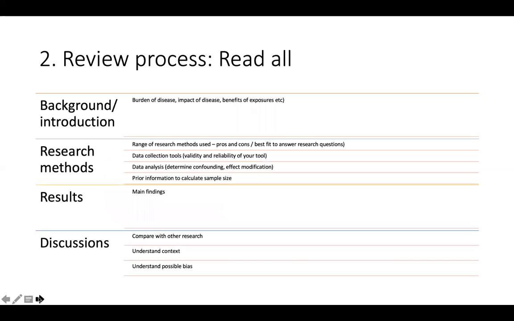So when you critically read the literature or your article, read everything, I would say. Read all of the sections of the articles that have been published. Don't limit yourself to the abstract. Read the background and see whether or not the authors have reported enough background information, like what the burden of disease, impact of disease, benefits, etc. are, based on the research question.